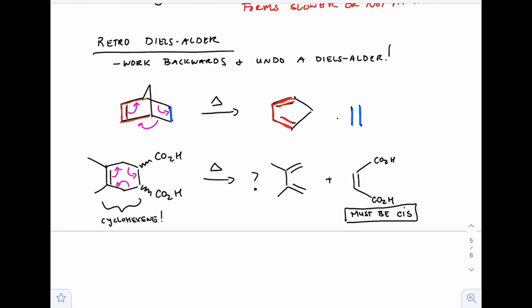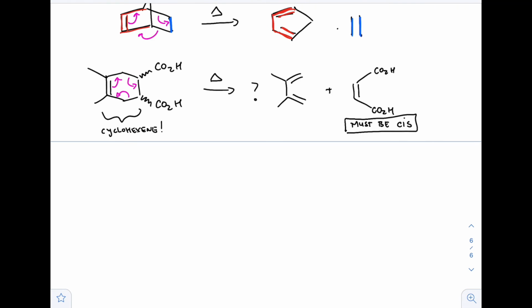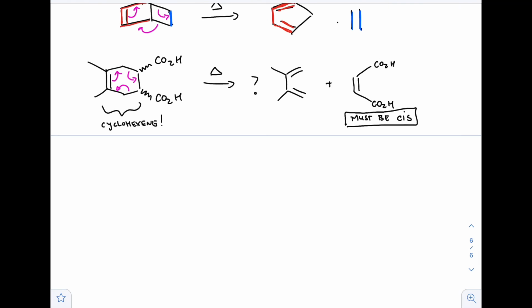And in this case, since they're both the CO2H, the carboxylic acid functional group is both dash, that means that the dienophile must be cis. Okay, because they're cis on that ring.